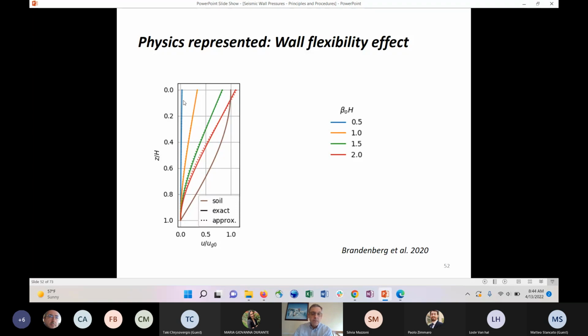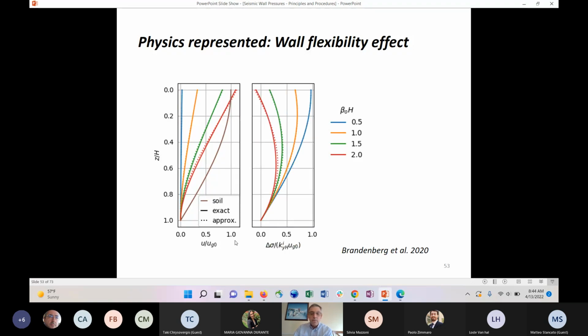There's a large difference between the blue line and the brown line. So we expect a lot of pressure in that case. And then you see as the beta h increases, the wall is increasingly able to conform with what the soil is doing. So the relative displacements are smaller. So if you then look at the pressure that you calculate, we do see the largest pressure for the rigid wall. And as you go to more flexible walls like this red case, the pressure is getting much smaller.